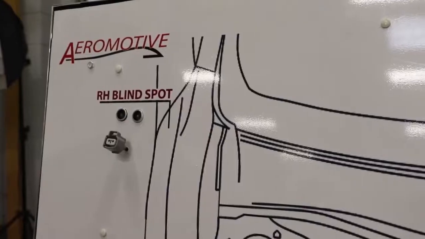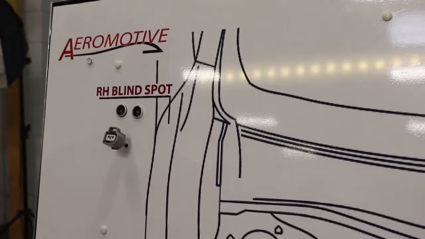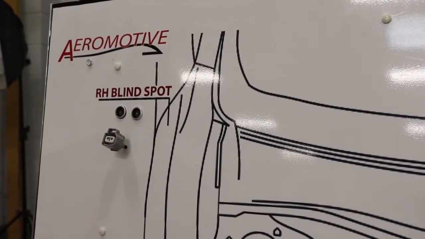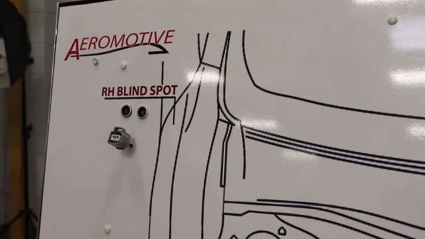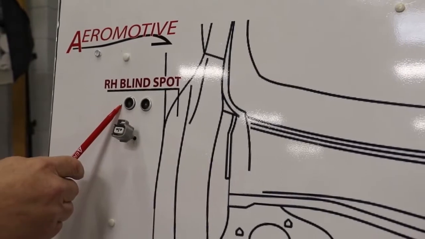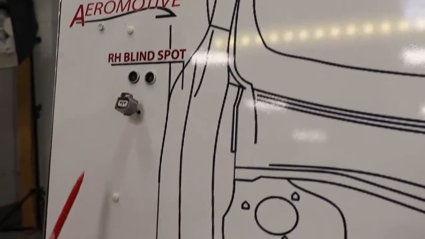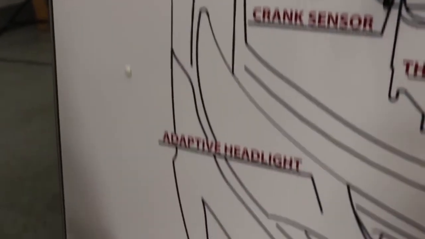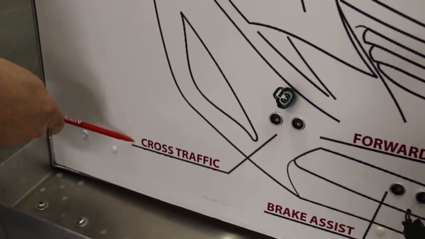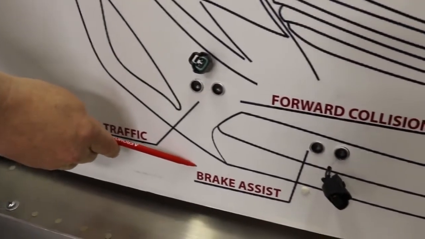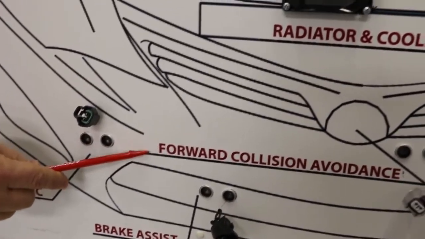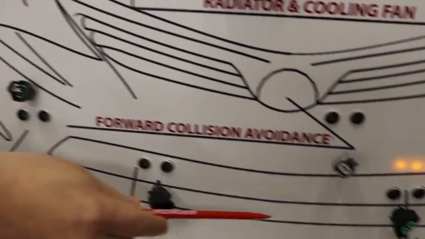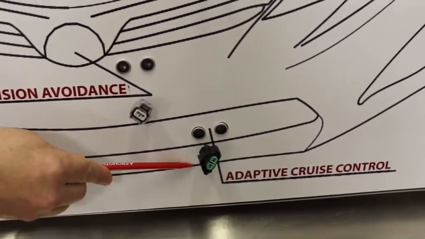So let's take a closer look at where you might find it on an automobile. The use and location of these sensors varies from front, side, to rear of the vehicle. Some of the systems that use this type of technology are right-hand blind spot monitoring, cross-traffic monitoring, brake assist, forward collision avoidance, and of course, adaptive cruise control.